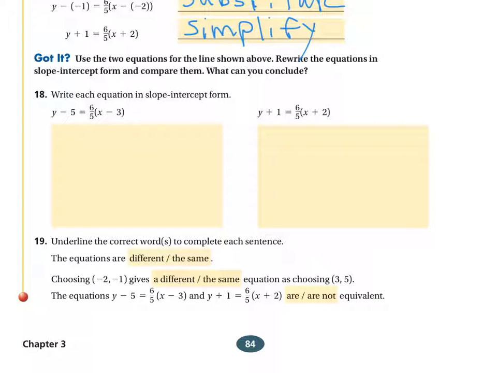Okay, so this next one says use the two equations for the line shown above. Write the equations in slope-intercept form and compare them. What do you conclude? So number 18, this first equation, we're going to convert that over to slope-intercept form. So the first thing that we're going to do is use the distributive property to distribute that 6/5 into both terms in the parentheses. So y minus 5 equals 6/5 x minus 18/5.